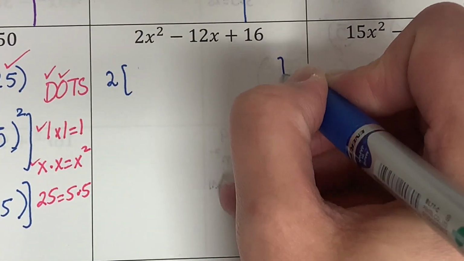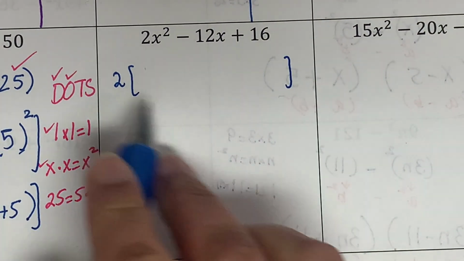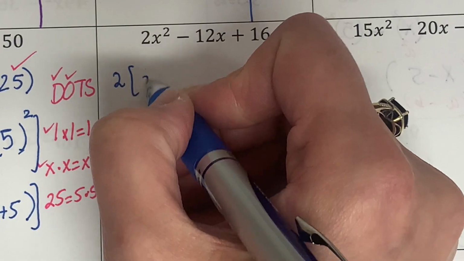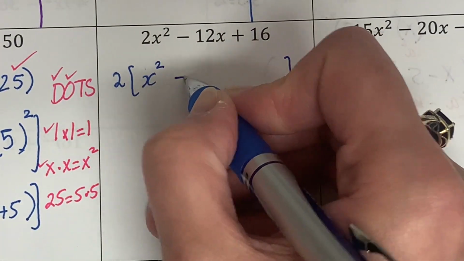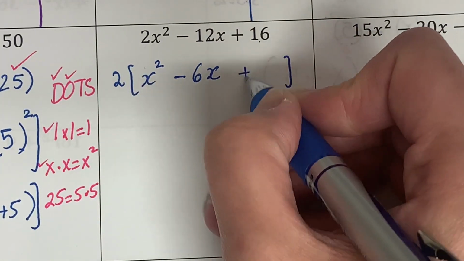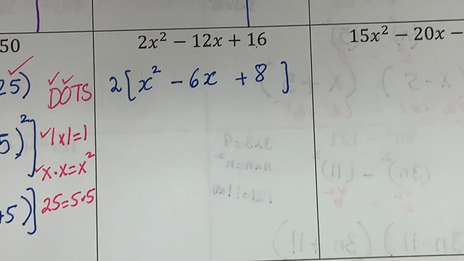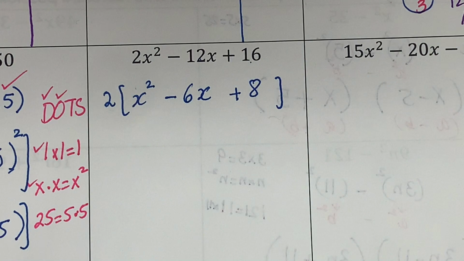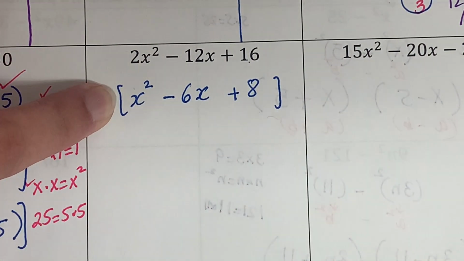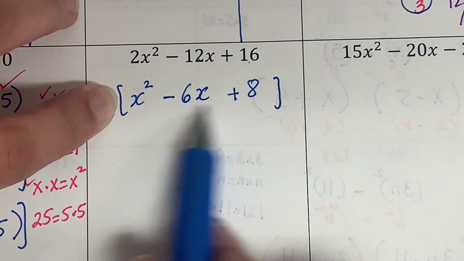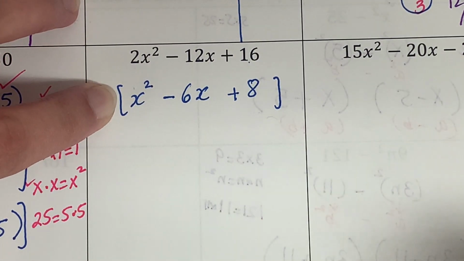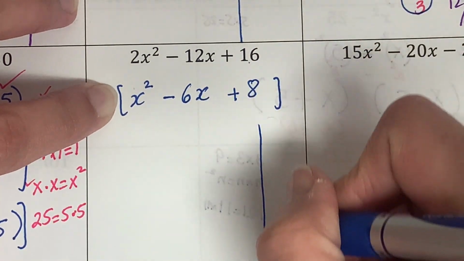And I'm going to rewrite this thing with square brackets. So 2 divided by 2, I'm left with x squared. Minus 12 divided by 2 is 6x. And then 16 divided by 2 is a positive 8. So this is what I have. Now again, forget this 2. It's on the side because it's a greatest common factor. Now we have a trinomial inside.